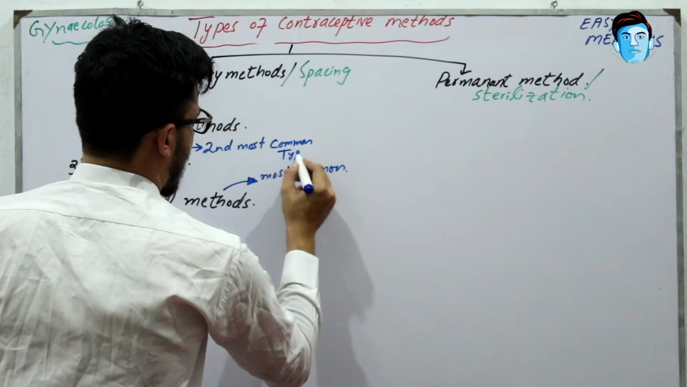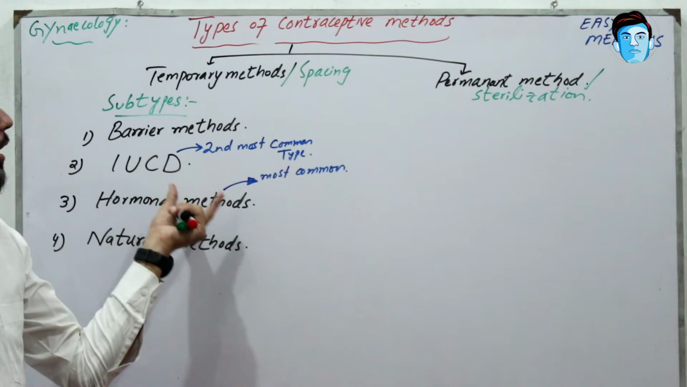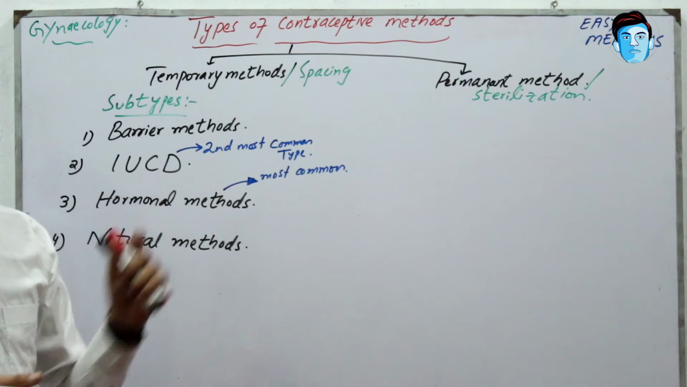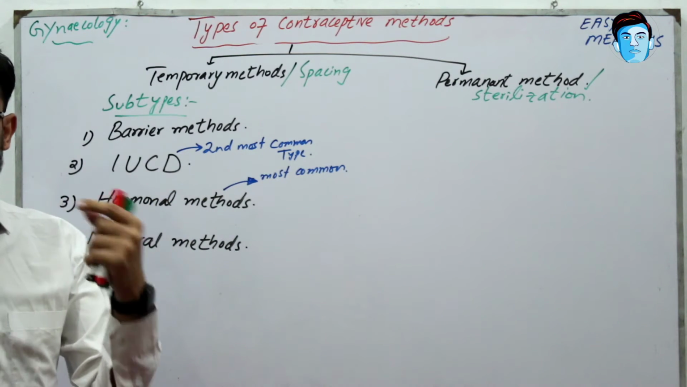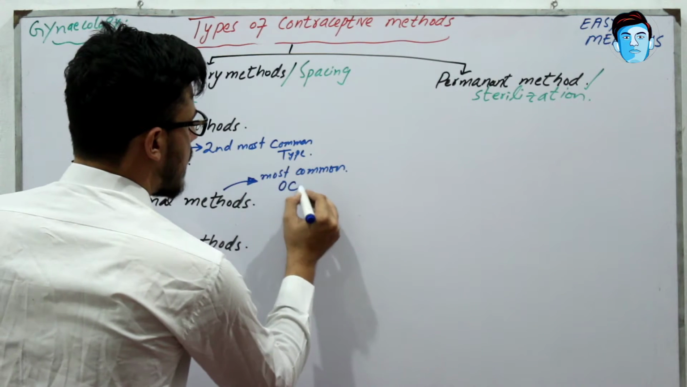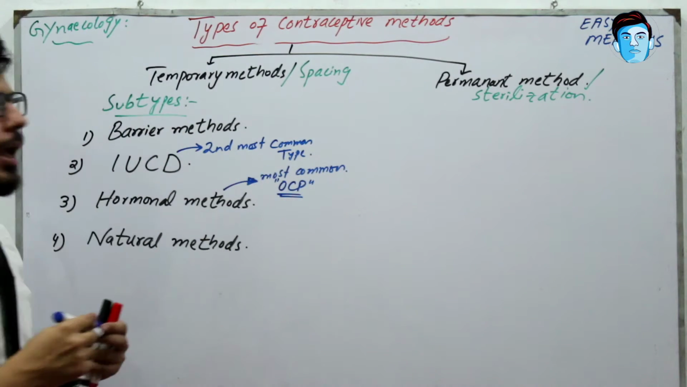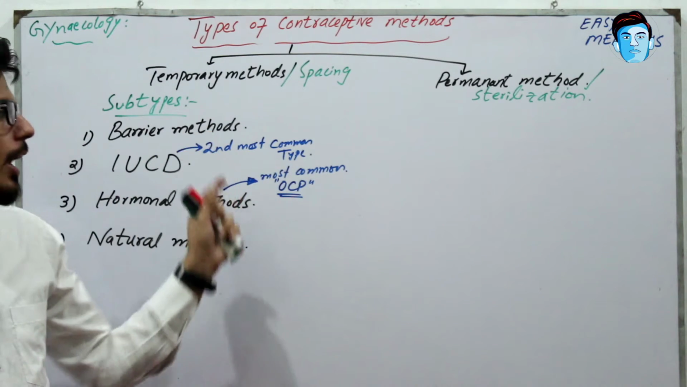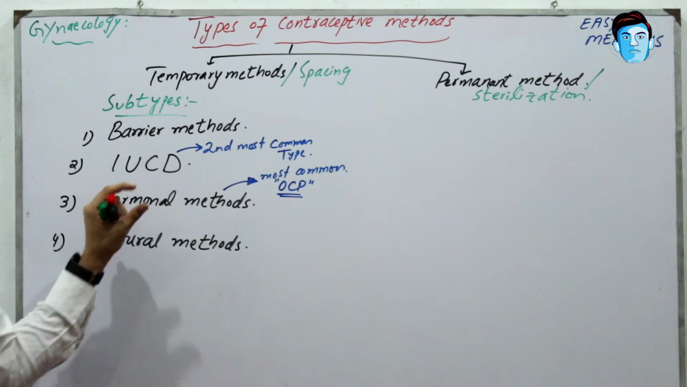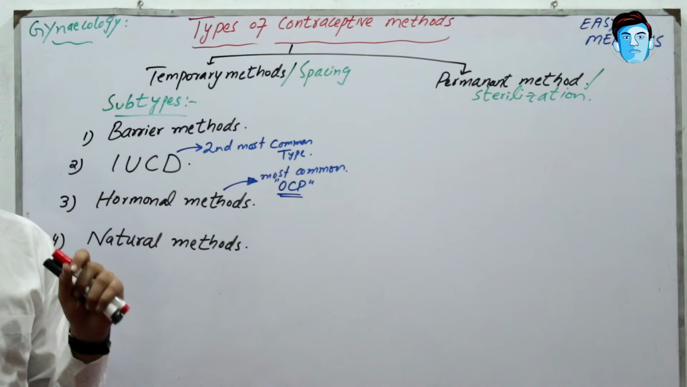So it is the second most common type, while the first is more common, that is a hormonal method. Out of hormonal method, there are various subtypes, but in the oral contraceptive phase, it is considered as the most common type, which we will be discussing later. Till now just recall that the most common temporary method is hormonal method, the second most common is intrauterine contraceptive devices.